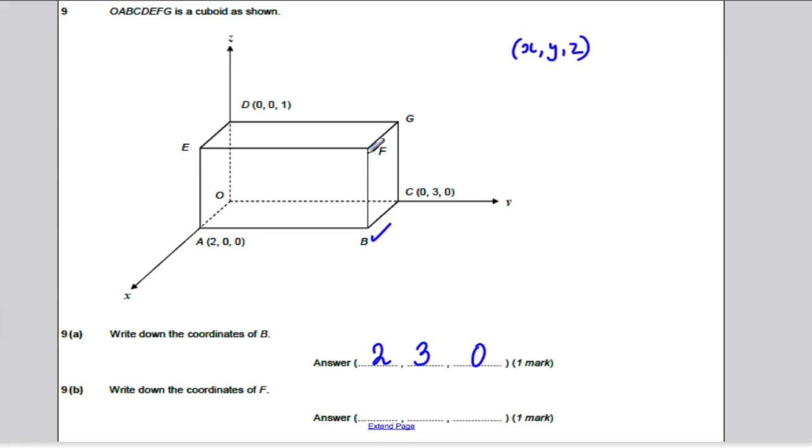The coordinates of F, let's look at F here. Let's do what we can easily. F has the same y coordinate as C and B, so it has y coordinate of 3. In terms of its x coordinate, it's also 2 this way. It's in line with A and B again, so 2. But this time it has got some height. It's got the same height as coordinate D. It's in line with D, which has z coordinate 1, so it must have z coordinate 1 too.